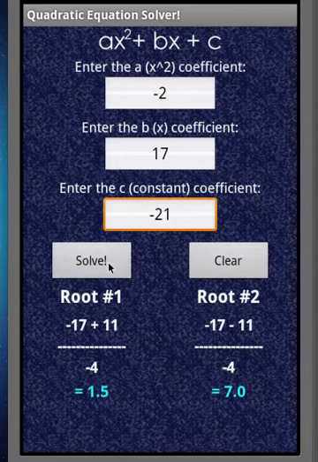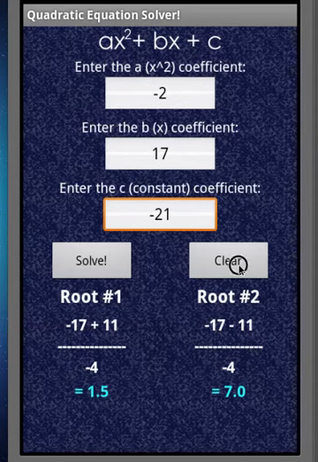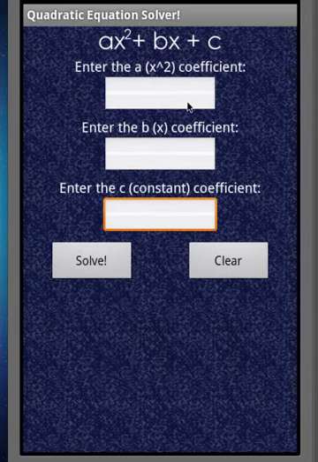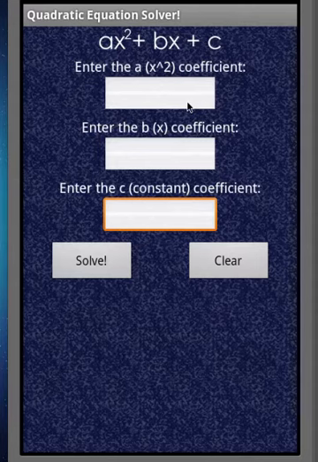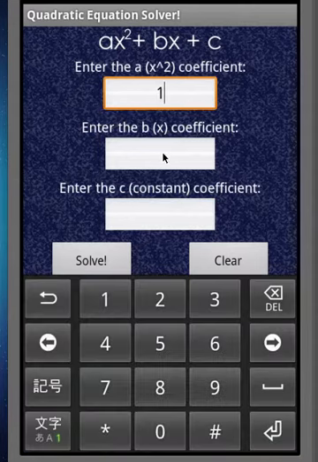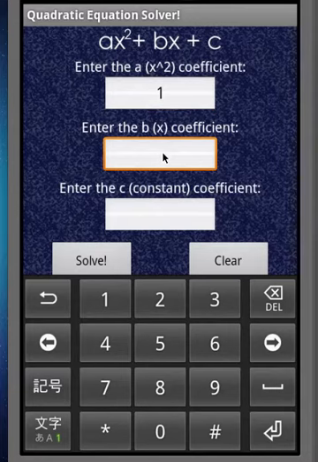Now with these straightforward quadratic equations, you're not going to see any square root notation, or you're not going to see imaginary notation, but we're going to get into that. So let's do one that has a square root in it and see what happens. Let's try x squared plus 6x plus 2. So we got 1 for a, and we got 6 for b, and 2 for c.